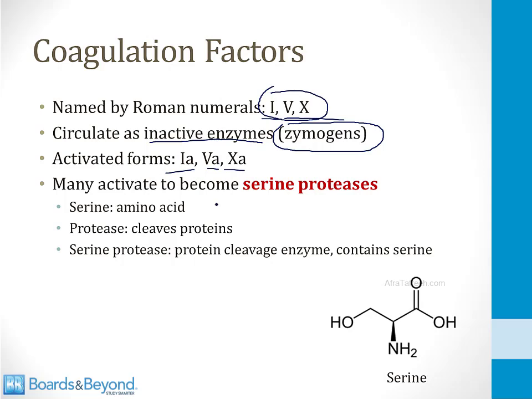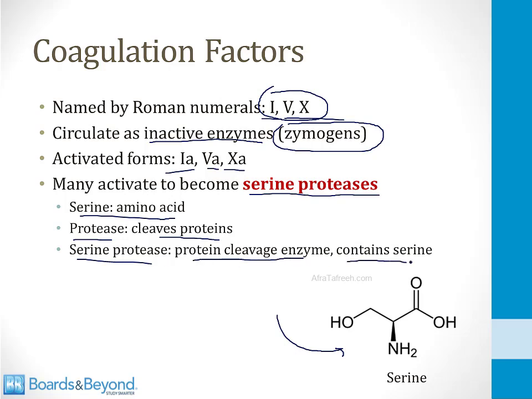And you should know that many of them activate to become a special type of enzyme called a serine protease. So serine is an amino acid. This is its structure shown on the screen. A protease is an enzyme that cleaves proteins, so serine proteases are protein cleavage enzymes that contain the amino acid serine, and many of the coagulation factors activate to become serine proteases.